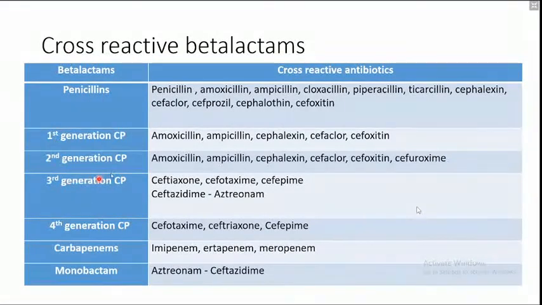So the penicillins and first and second generation cephalosporins can cross-react with each other. Within the penicillin group, they can cross-react, and penicillins can cross-react with first and second generation cephalosporins. So you have to avoid first and second generation cephalosporins. And third and fourth generation cephalosporins cross-react with each other in the same group. And the carbapenems cross-react with each other in the same group. And the monobactams are the least reactive, and they only cross-react with ceftazidime.